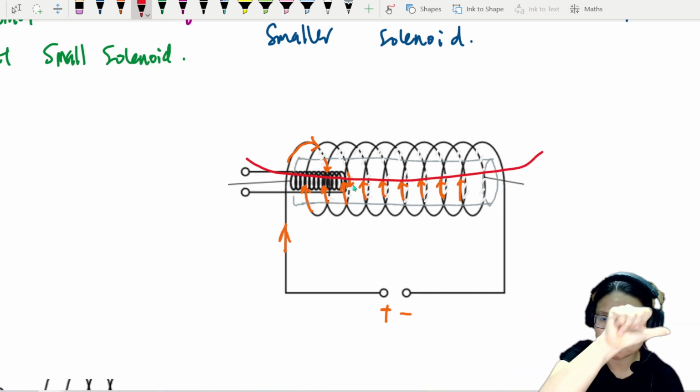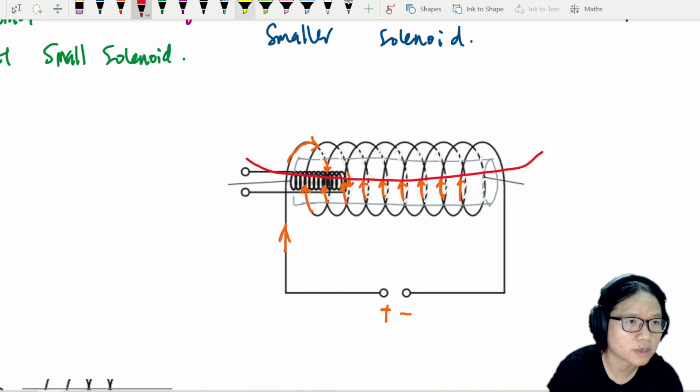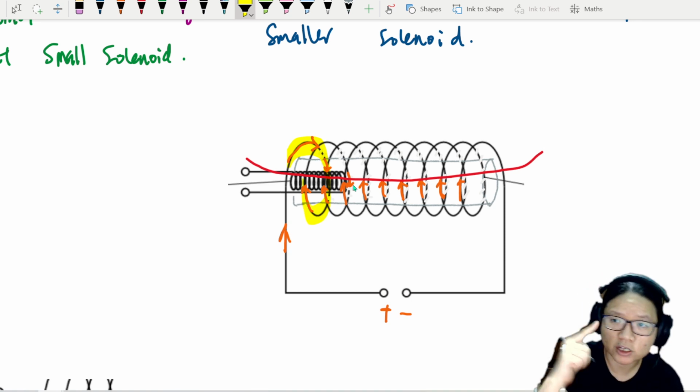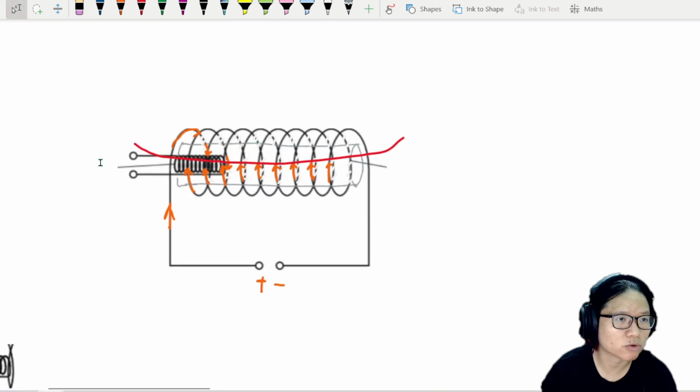Right-hand grip, thumb is here, field is going up. Okay, go to the back. So that is a current flow to the back, come back to the front. That's why the front is all pointing up. All right, let me delete that and let's go back to here.